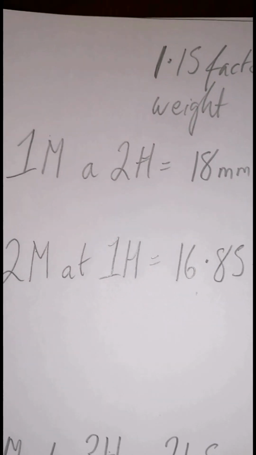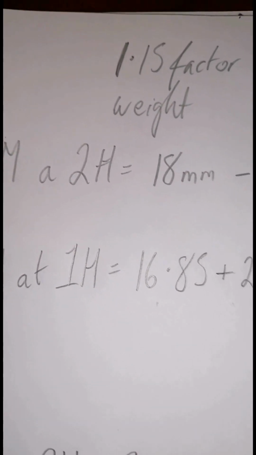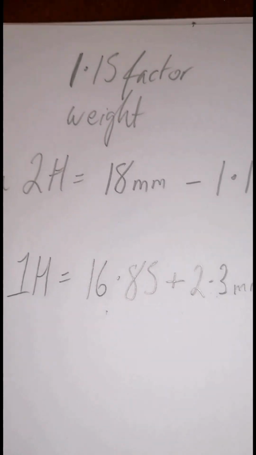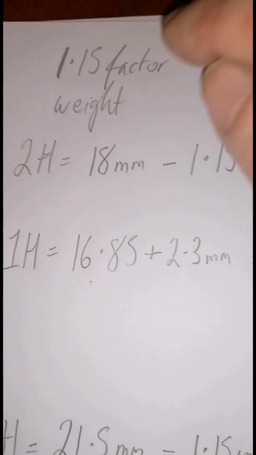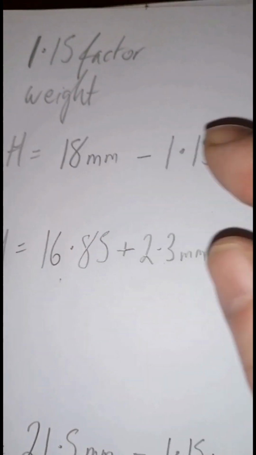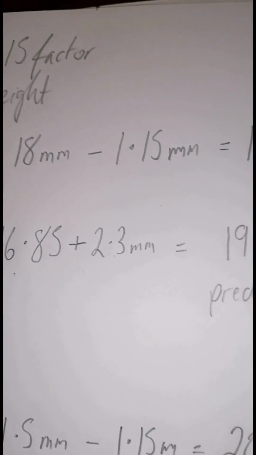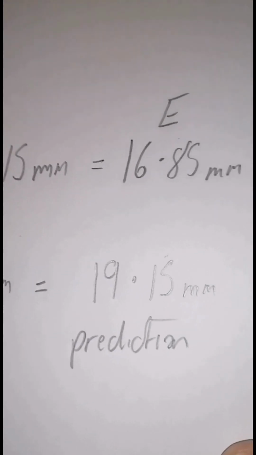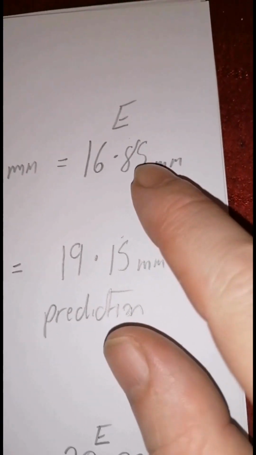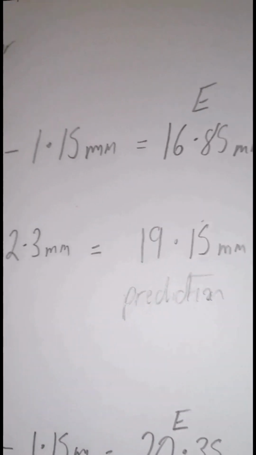We've just seen the 1 mass dropping at 2 heights, and we're roughly getting 18 millimeters of compression. We've got this weight factor to deal with, so if we take the 18 and take away the weight factor of 1.15, we've got 16.85, so that would roughly be its energy.